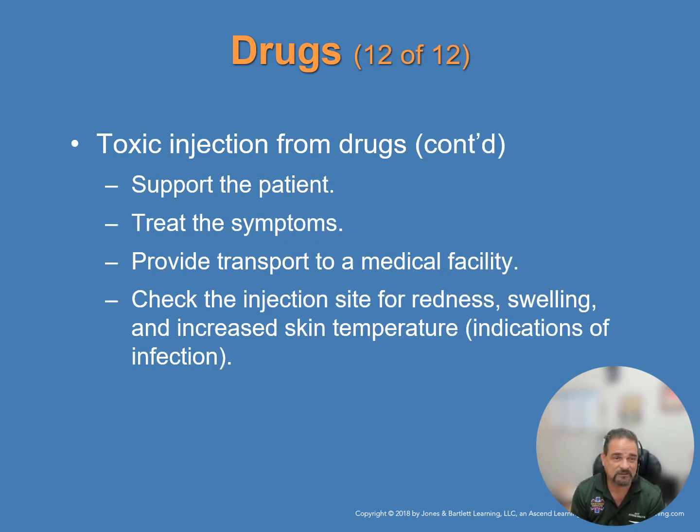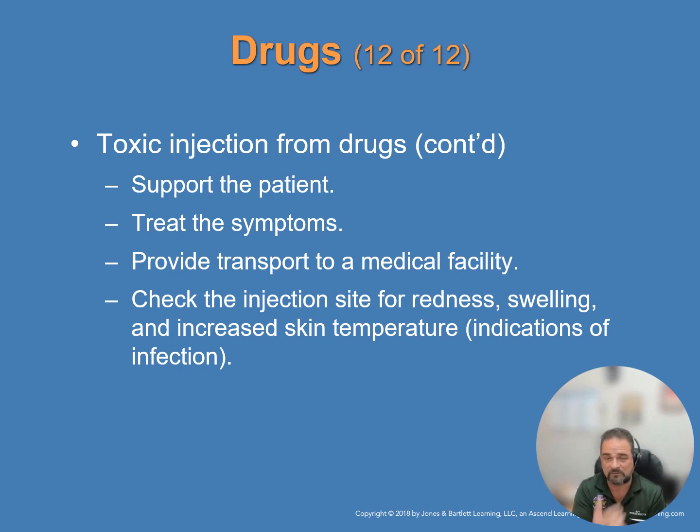Other toxic injections and things that you can do to support: you need to support the patient, treat their symptoms, make sure to get them to a hospital right away, and keep an eye on their vital signs because depending on what they injected, it may affect their central nervous system. So they start getting more drowsy, their respirations get slower. If it's a narcotic, we want to give Narcan.